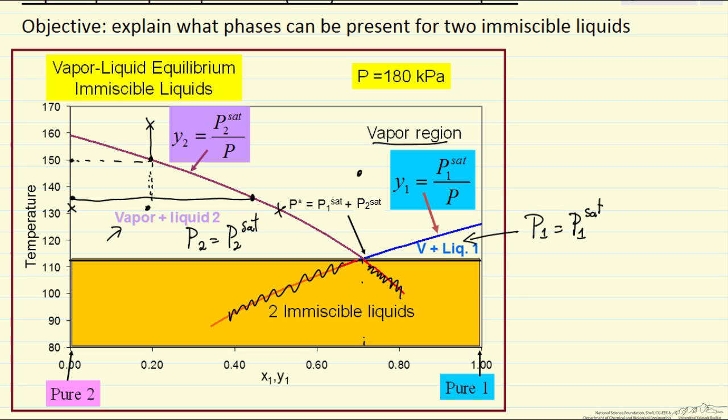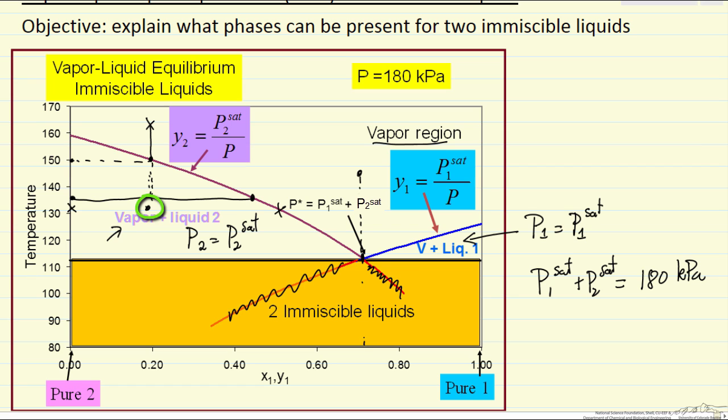If we're to start in the vapor phase, as we lower the temperature, we get to this point where now both liquids condense. So this is the only condition for this pressure where both liquids and vapor are in equilibrium. And this is because the saturation pressure of component 1 plus the saturation pressure of component 2 at this temperature equals the total pressure, which in this case is 180 kilopascals.